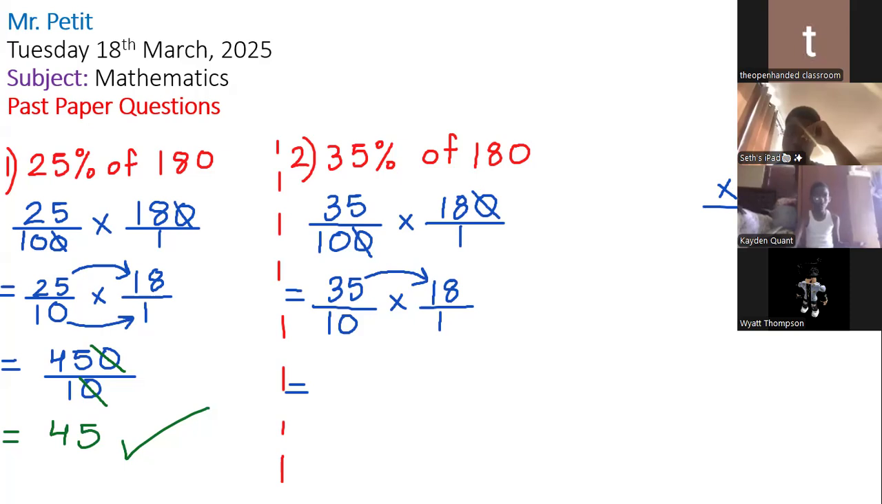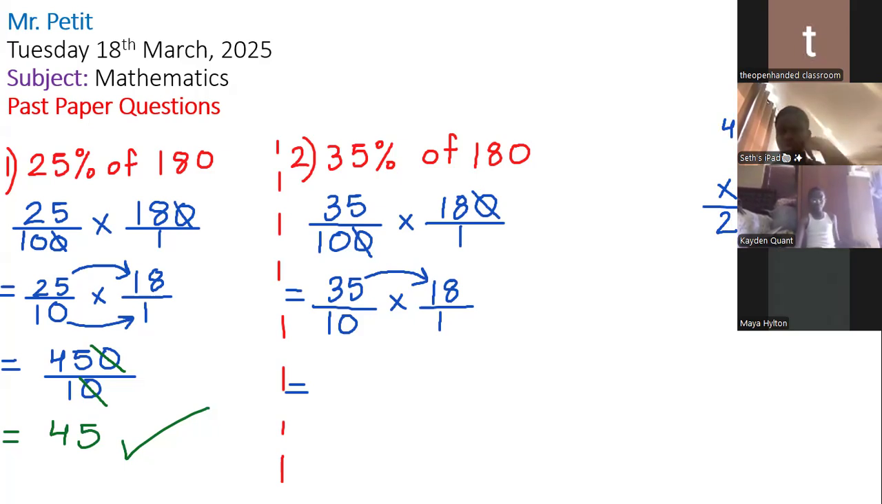What is 8 times 5? 40. Put the 0 down. Put the 4 above, right? Yes, sir. What is 8 times 3? 24. 8 times 3 is 24. Plus 4? Plus 4, 28. Very good. So that's 280. Next, what are we going to do? Put the 0 there as a placeholder. 1 times 5 is 5. 1 times 3 is 3. Very good.